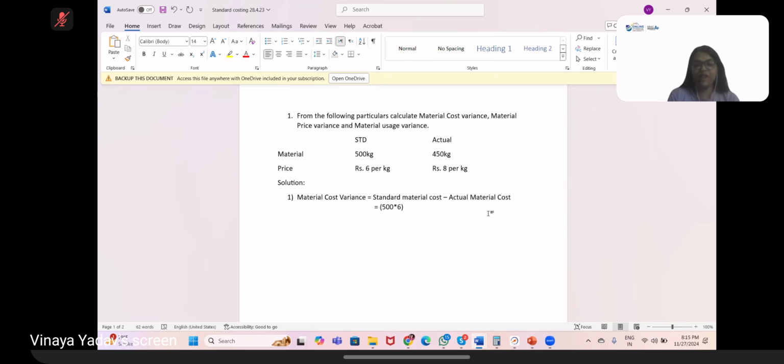Okay. Same we are going to do for actual. That is 450 into 8. So what is the amount that you are getting? 500 into 6 when you do, you get 3000 rupees, minus 450 into 8 when you do, you get 3600.